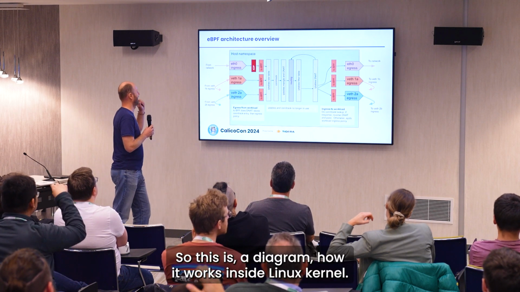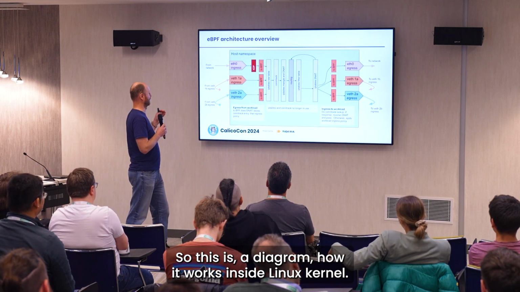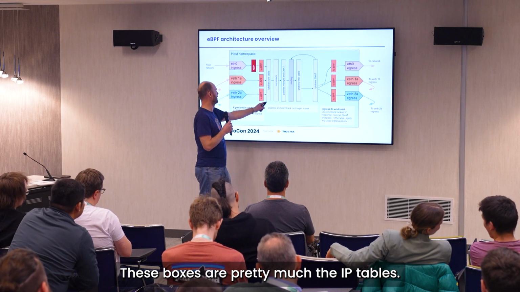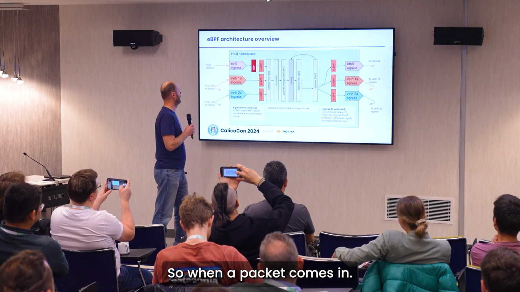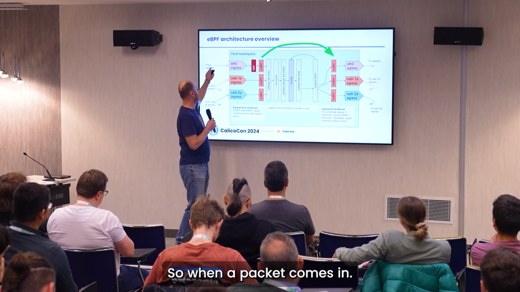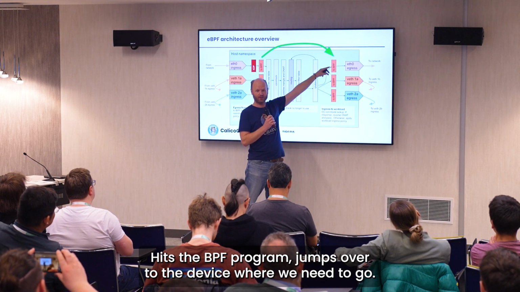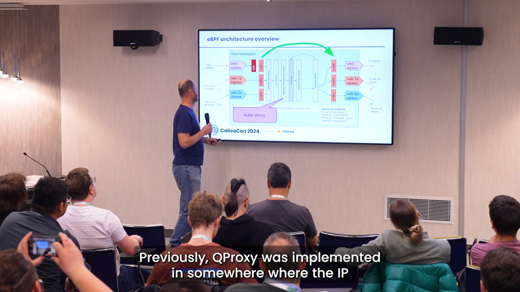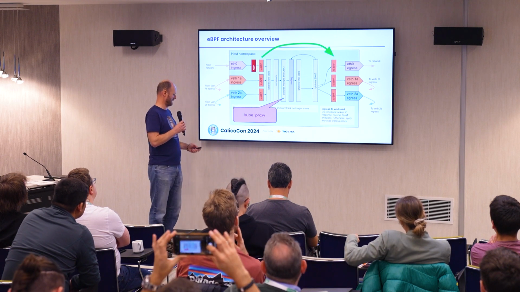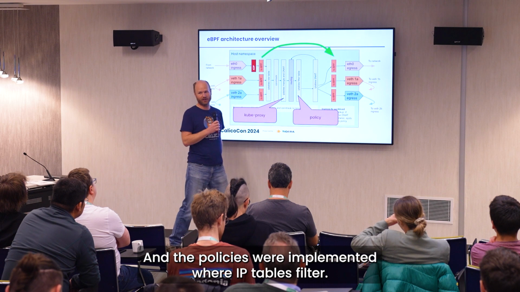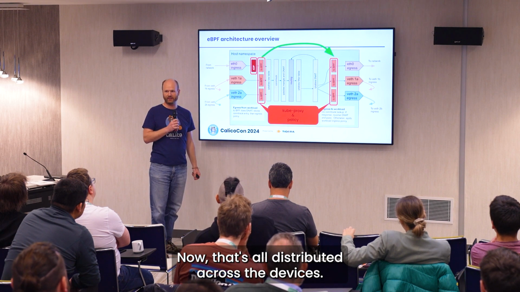So this is a diagram of how it works inside the Linux kernel. These boxes are pretty much the IP tables, and this is where the BPF can be hooked in. So when a packet comes in, it hits the BPF program, and jumps over to the device where we need to go. Previously, kubeproxy was implemented in the IP tables mangle and do DNAT, and the policies were implemented in IP tables filter. Now, that's all distributed across the devices.